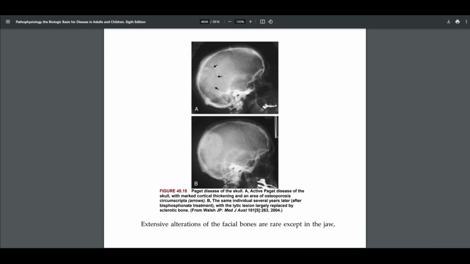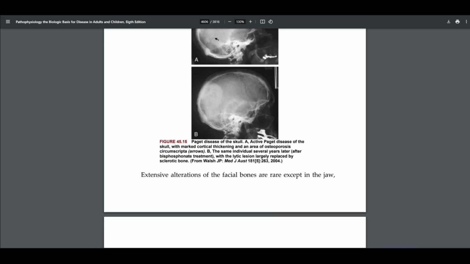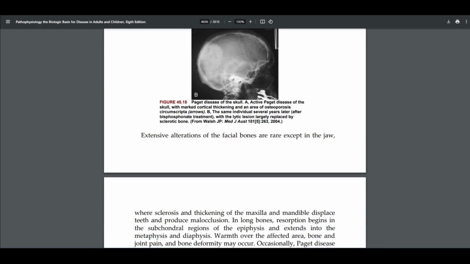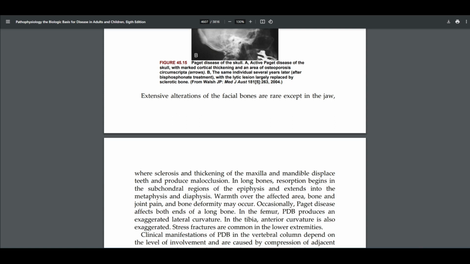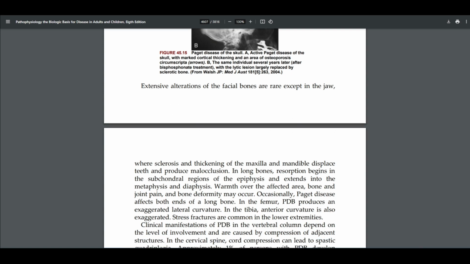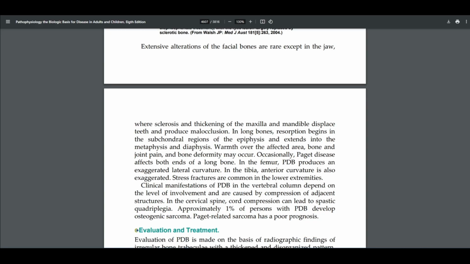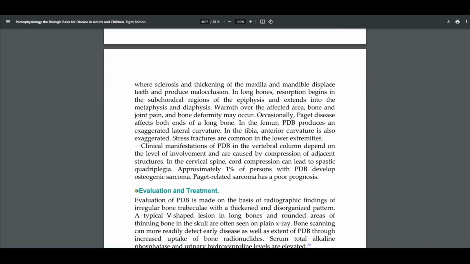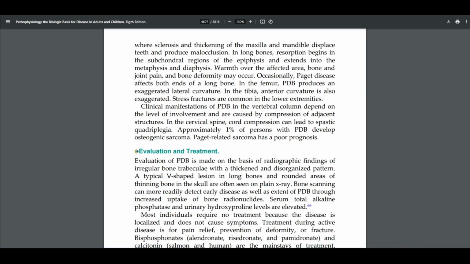Extensive alterations of the facial bones are rare, except in the jaw. Rare sclerosis and thickening of the maxilla and mandible displace teeth and produce malocclusions. In long bones, resorption begins in the subchondral region of the epiphysis and extends into the metaphysis and diaphysis. Warmth over the affected area, bone and joint pain, and bone deformity may occur.